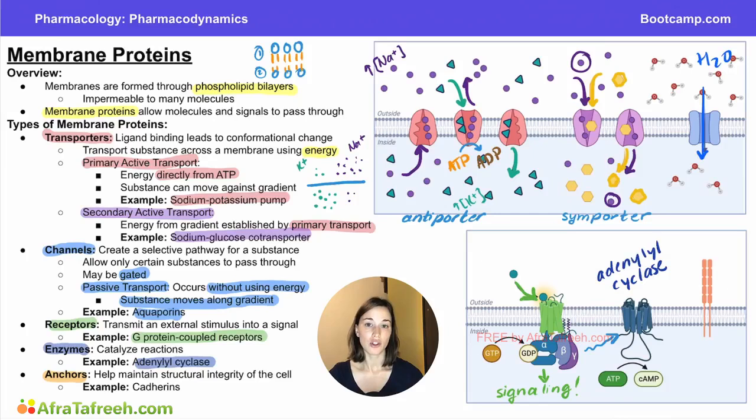The last kind of membrane protein we'll talk about in this video are anchoring proteins, which help the cell maintain its structure and also help nearby cells form connections with one another. For example, cadherins are a protein involved in making junctions between cells.